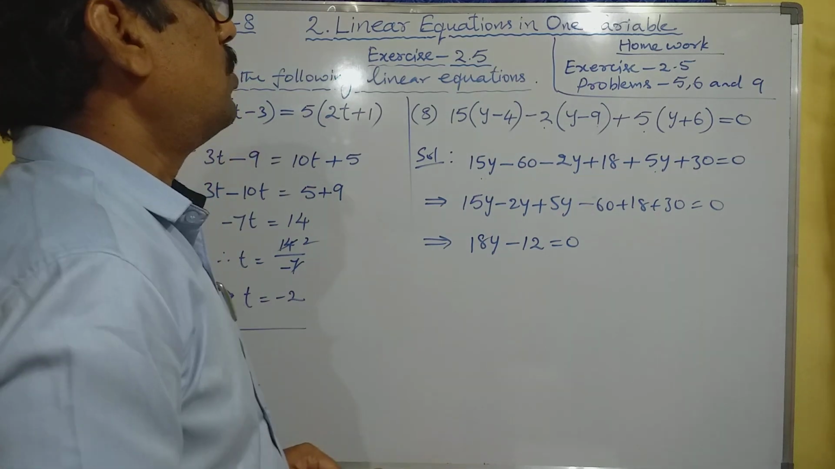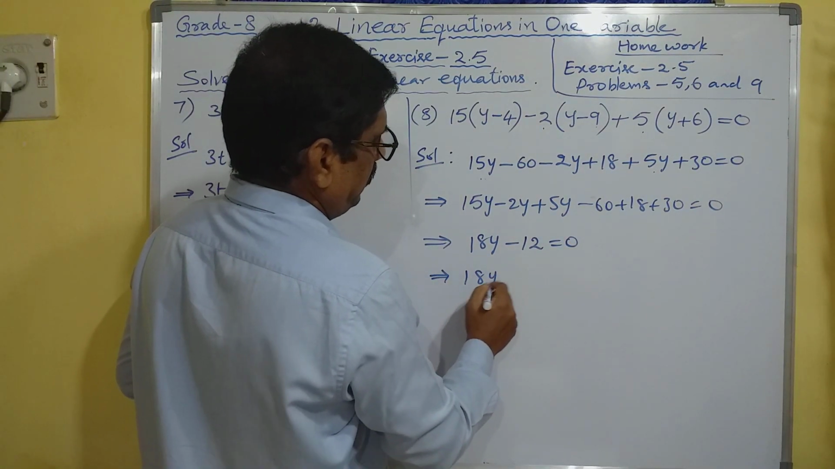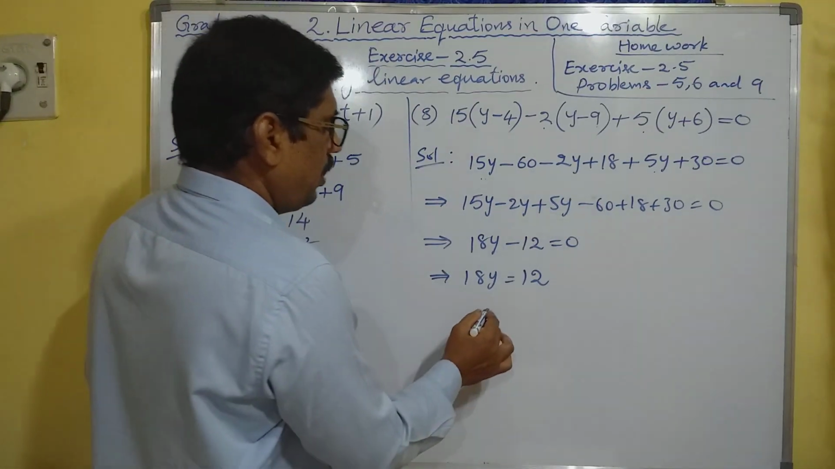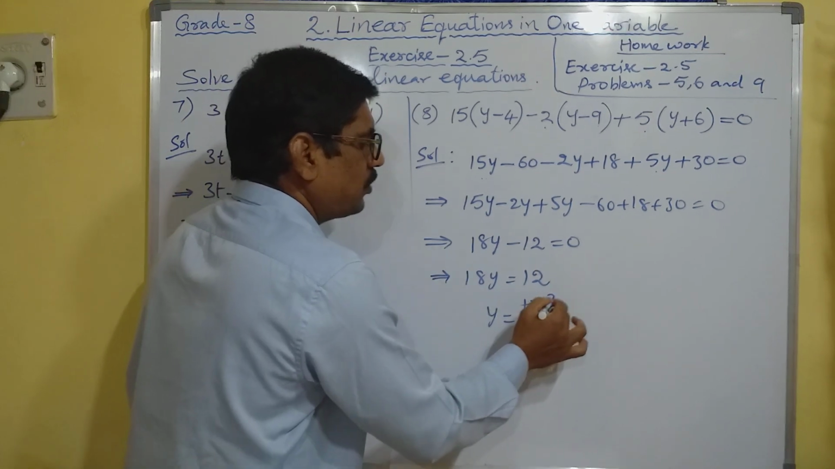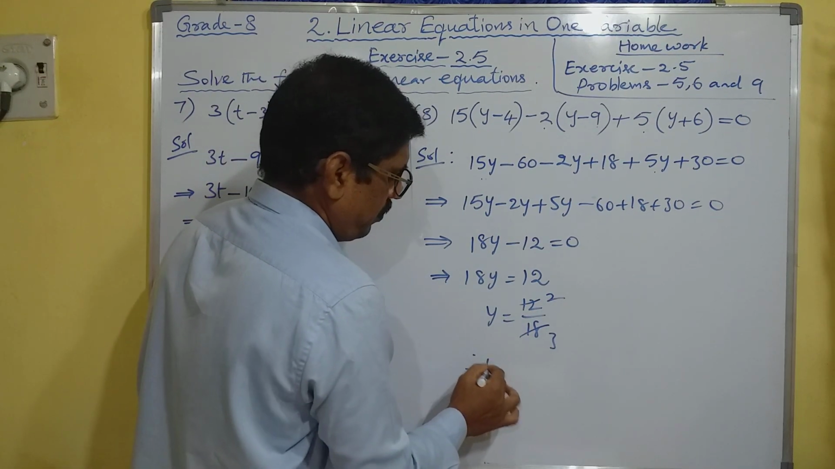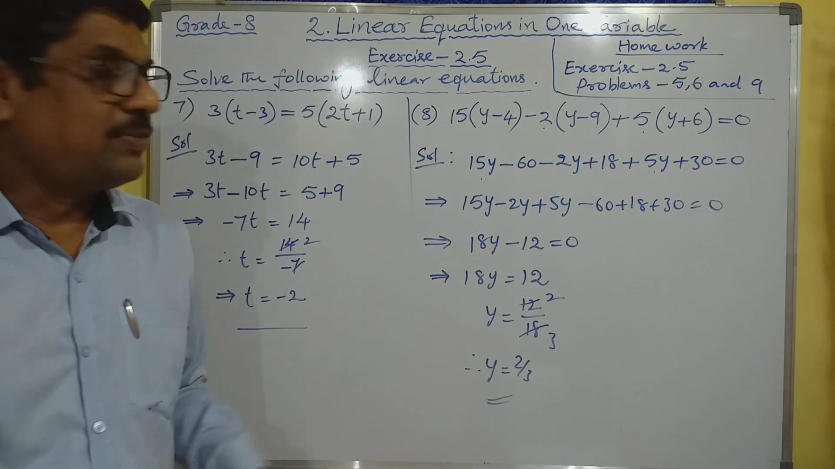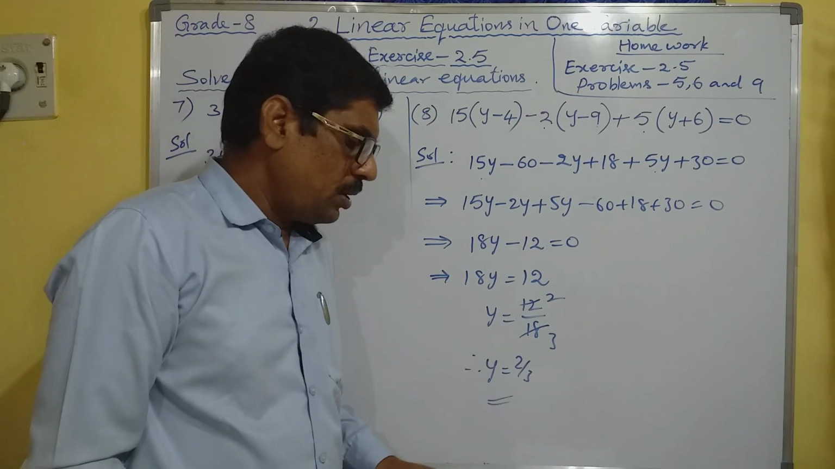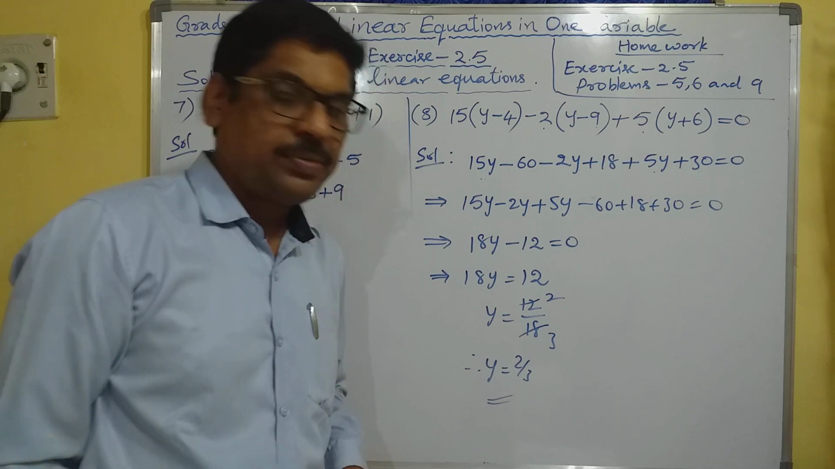Okay. Now you look at this. This implies 18y is equal to, if you transpose minus 12 to the RHS, we get plus 12, and y is equal to 12 by 18. We can cancel in the 6 tables, 6 twos are 12 and 6 threes are 18. Therefore y is equal to 2 by 3. Therefore 2 by 3 is the solution of this linear equation. Okay. Now let us go with the 10th problem.